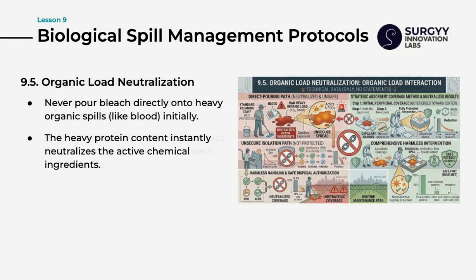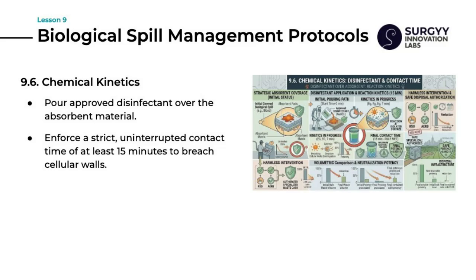Chemical kinetics, found in Lesson 9.6, explains the science behind effective disinfection. Once the spill is covered, you should pour approved disinfectant over the absorbent material to begin the decontamination process. It is not enough to simply apply the chemical. You must enforce a strict, uninterrupted contact time of at least 15 minutes. This duration is scientifically necessary to allow the chemical agents to breach cellular walls and viral capsids. Cutting this time short may result in surviving pathogens, so timing must be monitored precisely to ensure the area is truly rendered safe and non-infectious.